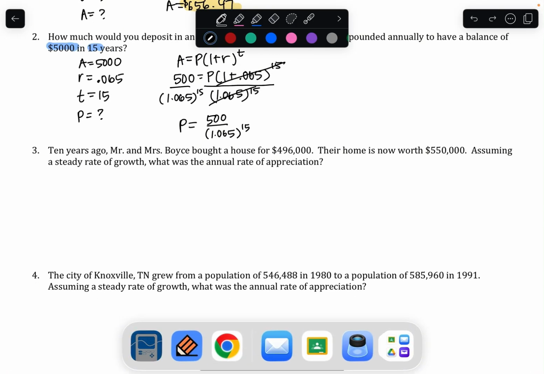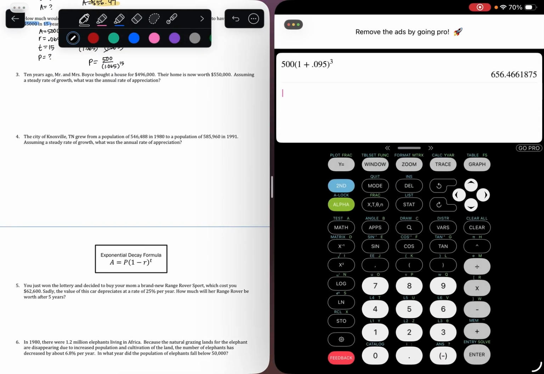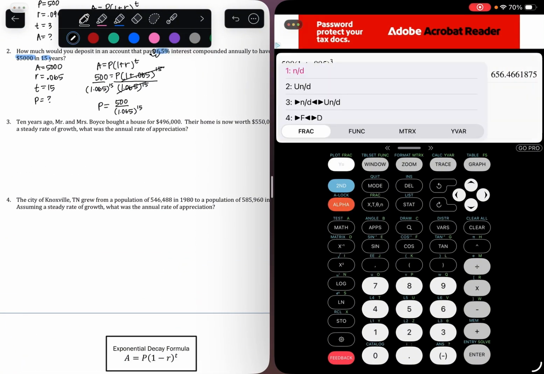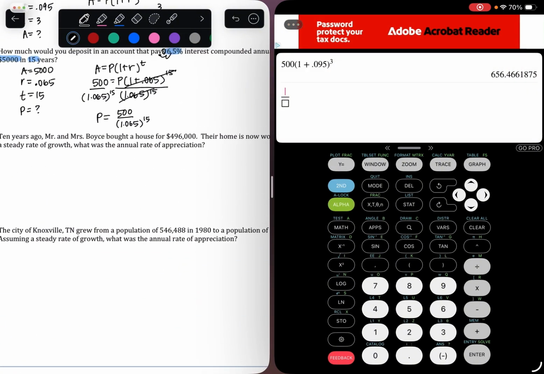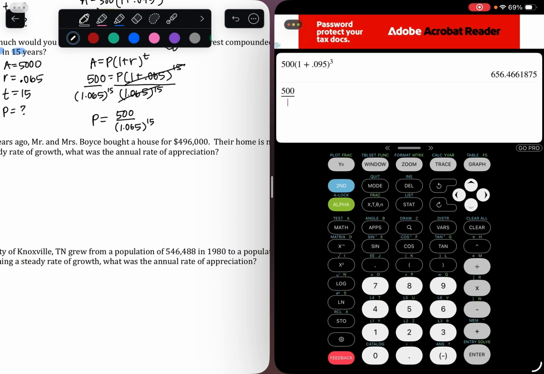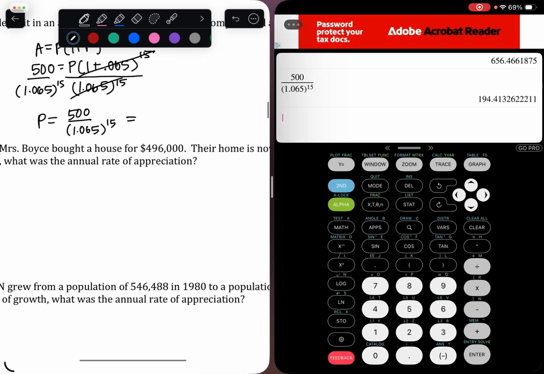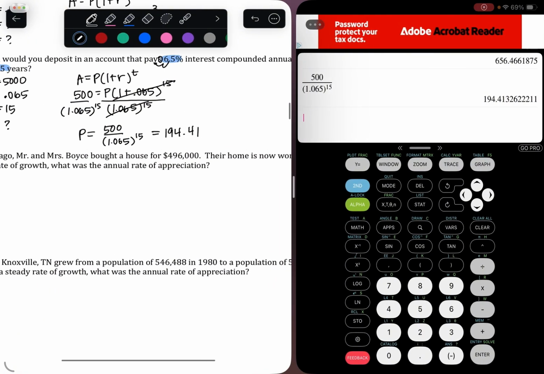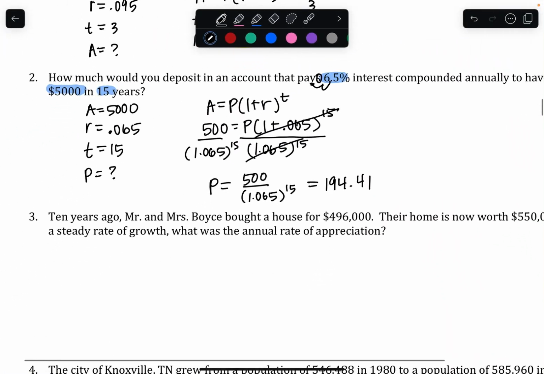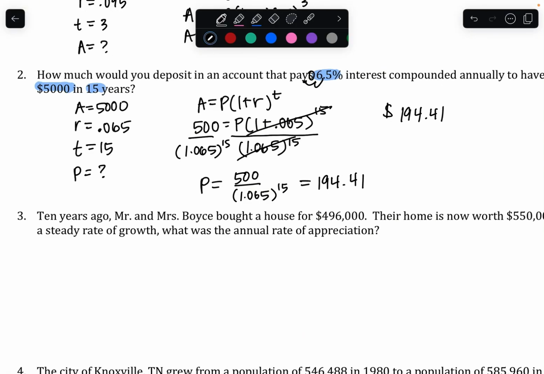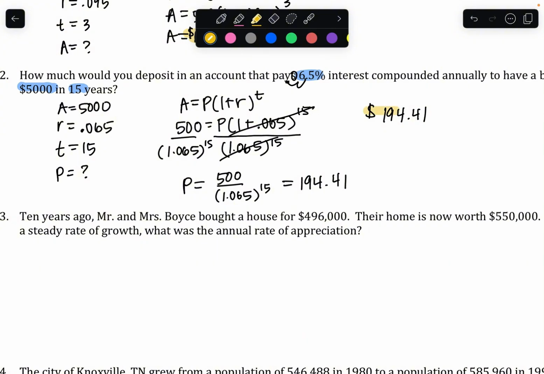And so in your calculator, alpha y equals will give you a fraction bar, and then 5,000 over 1.065 raised to the 15th. Okay, and so that gives us $194.41. Okay, and always check and see if your answer makes sense. If you got a negative answer or a value that's higher than the 5,000 we're trying to get to, that would be a sign you did something wrong.